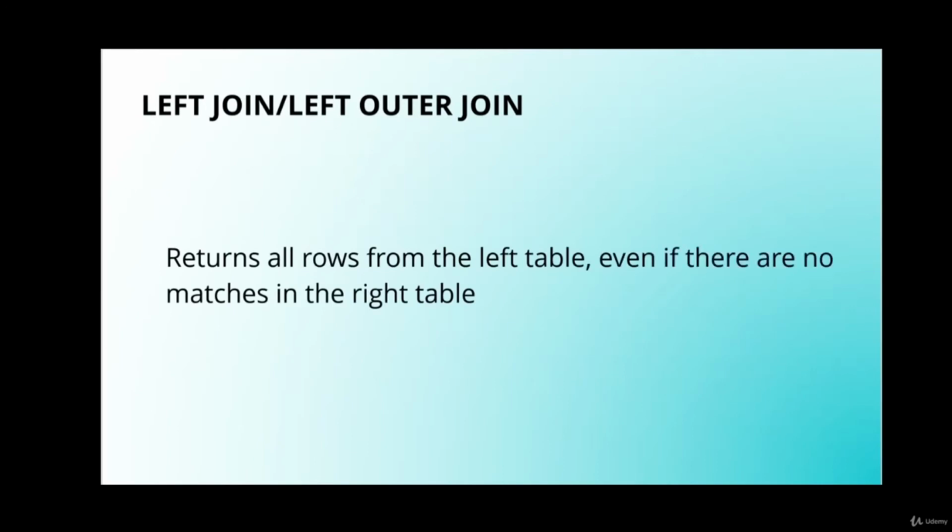Next is left join or left outer join. What left outer join does is it returns all rows from the left table even if there are no matches in the right table.